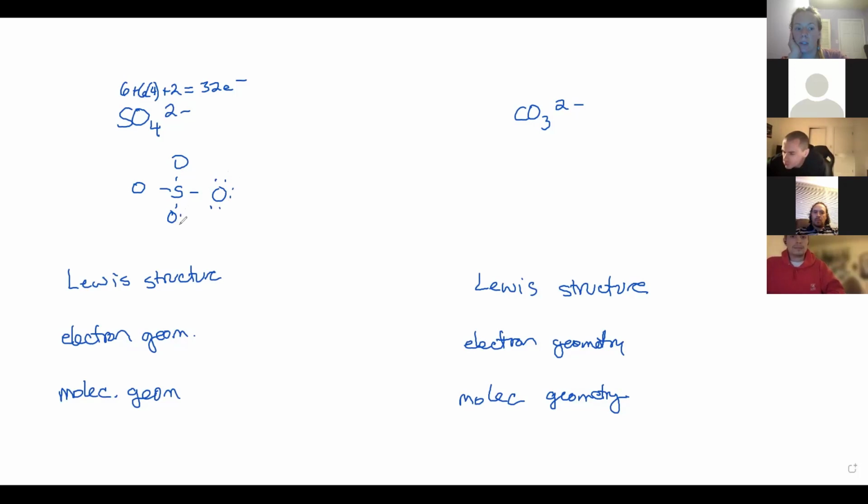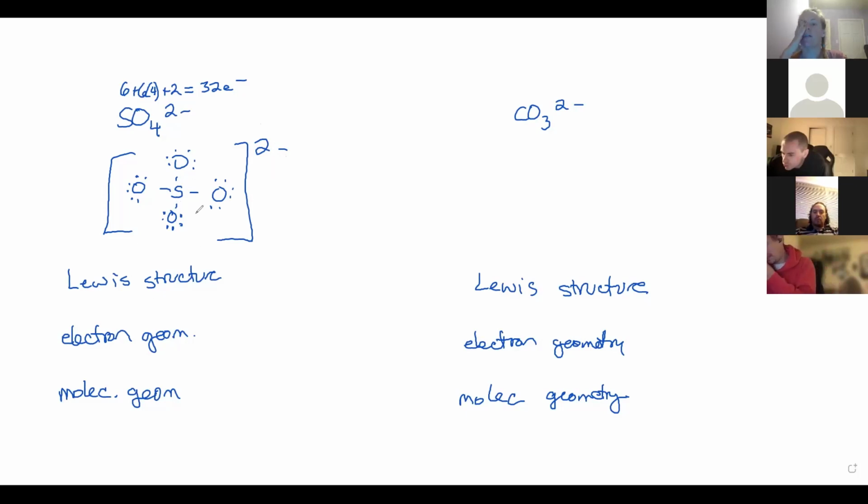Same thing with this oxygen. He's going to want 6 more to get the 8. Same thing here. And same thing here. Okay. Finish it off by making sure everybody's happy. The oxygens are happy. The sulfur is happy with 8 as well. So give it a 2- charge.